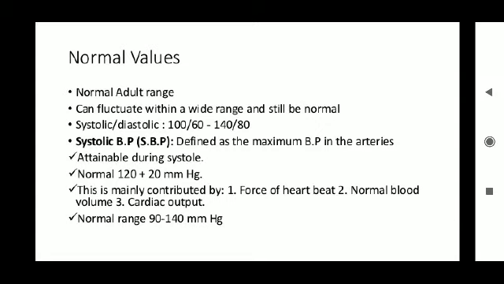Normal systolic blood pressure is 120 plus or minus 20 mmHg. This is mainly contributed by the force of heartbeat, normal blood volume and cardiac output. Normal range is 90 to 140 mmHg.